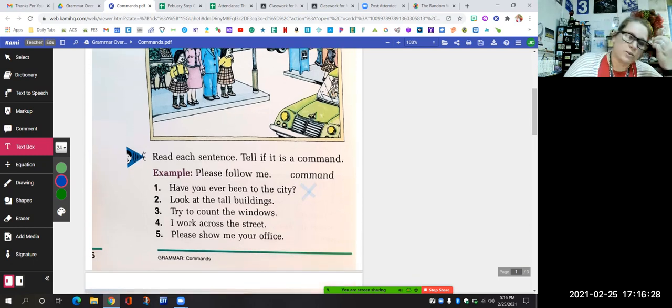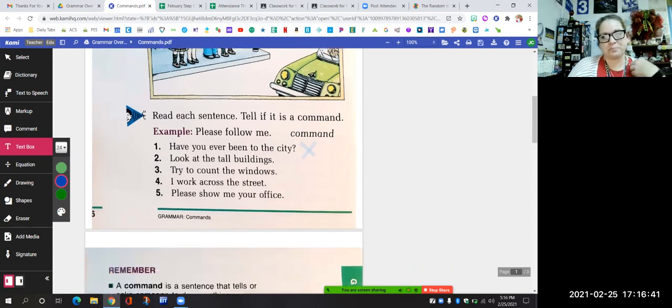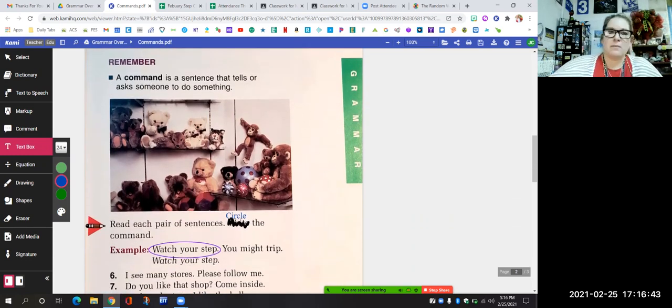So you're going to look at 2, 3, 4, and 5. You're going to read it carefully. If it is telling someone to do something or asking someone to do something, then it is a command, and just put your text box beside it and write command. So remember, a command is a sentence that tells or asks someone to do.